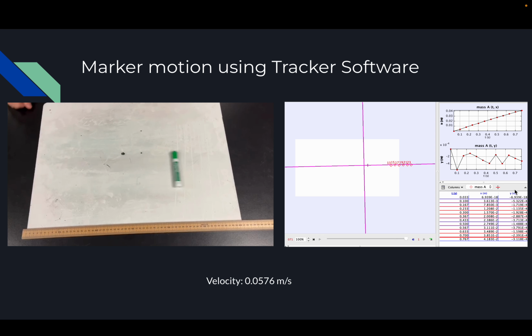Here you can see on the left is the video of the marker we use in the Tracker software. Unfortunately, while trying to access the Tracker file again, I was unable to load the file properly, and therefore only the markings are visible. I apologize for that. But anyways, through the center of mass markings, we were able to determine the position of the marker at various points of time, and the velocity was determined to be 0.0576 meters per second.